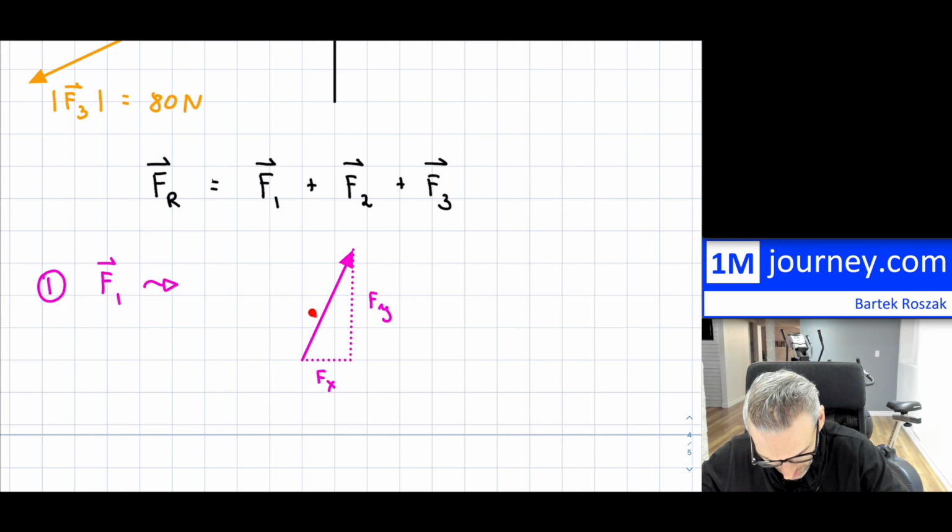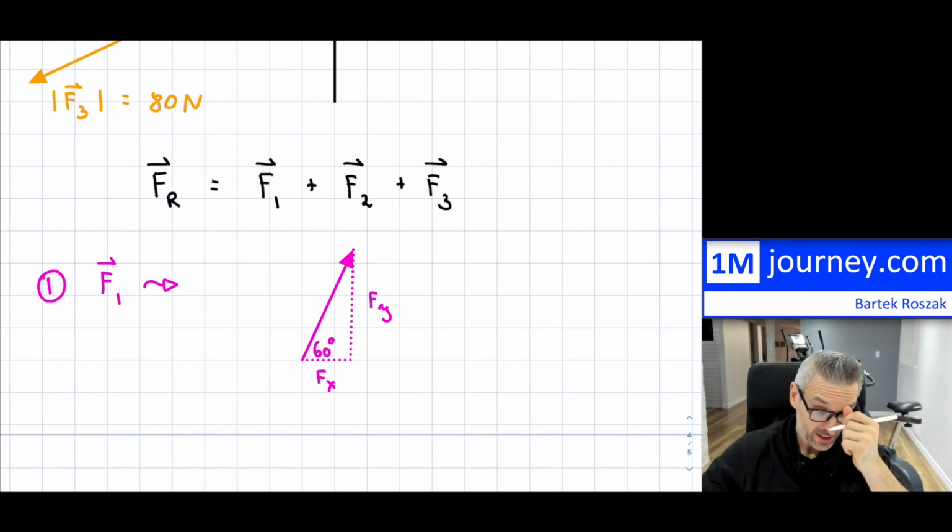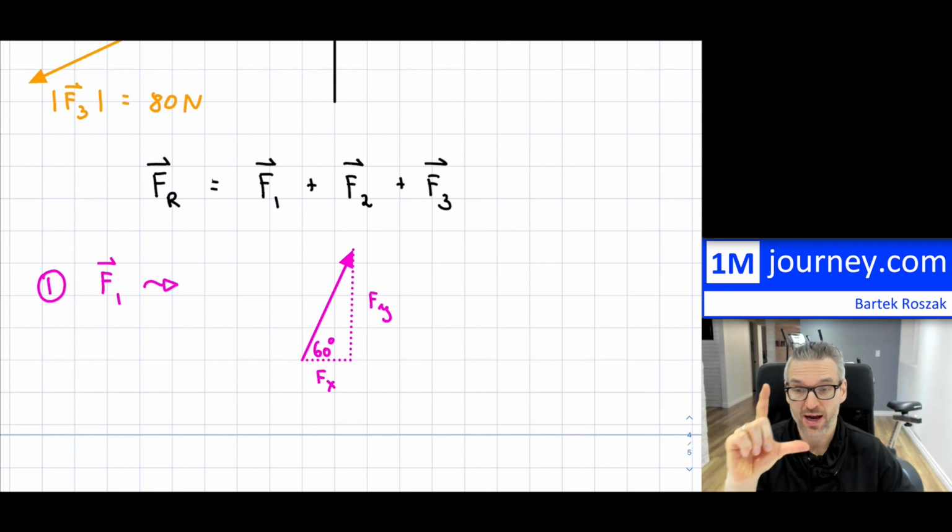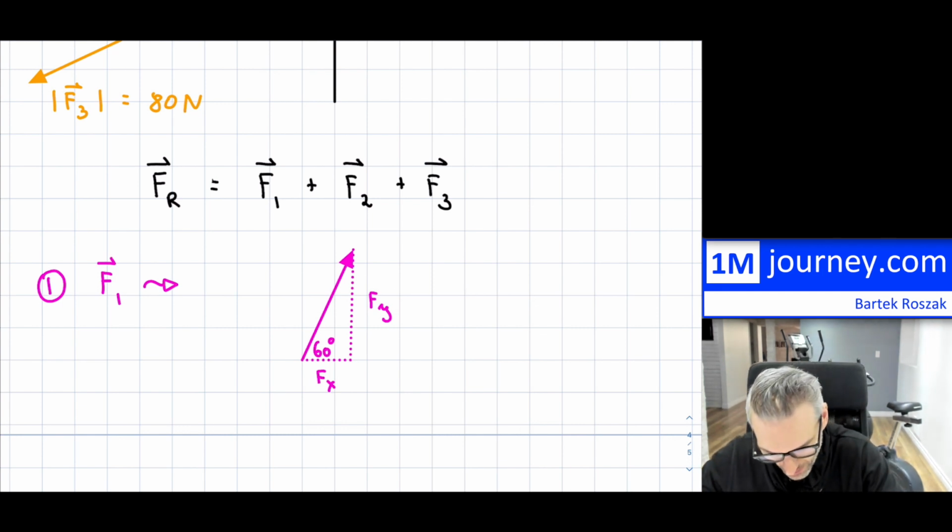So this angle to the horizontal is 30. Well, that's not really a big deal for me, because that means that this is going to be 60 degrees right there, because that's going to make the right angle there. So 30 and then the 60 is 90. So I can break this down.